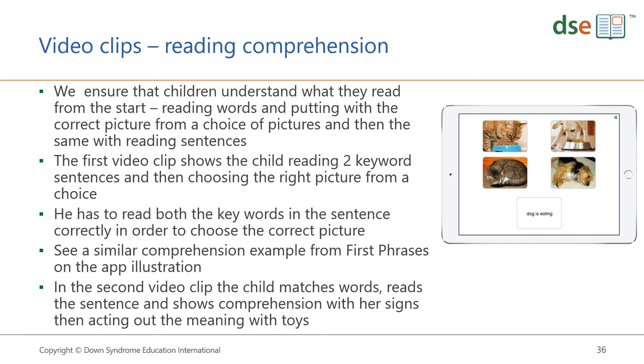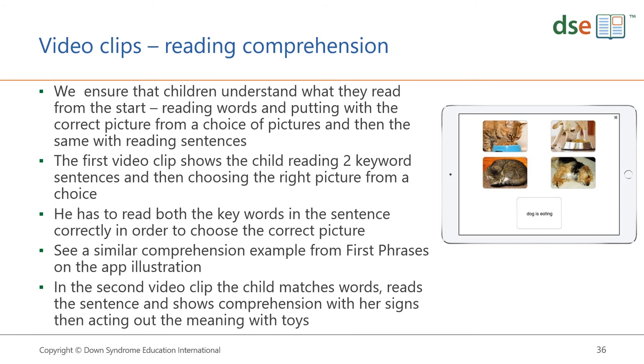You've seen in the video clips young children learning to match, select and read words. Now, one of the things we ensure from the very start of teaching them to read is that they do understand what they're reading. So in all our activities, we have a comprehension activity, and this requires the child to read the printed word, put it on the correct picture from a choice of pictures, and then we would do the same with reading sentences. Read the sentence, put it on the correct picture.